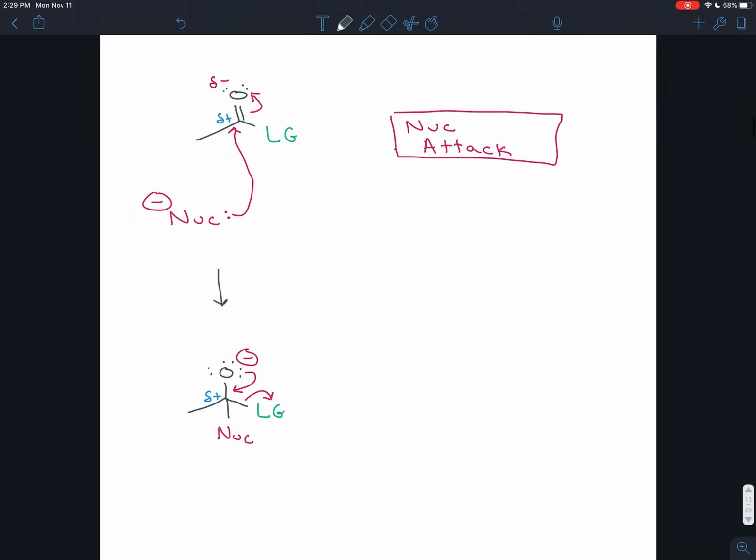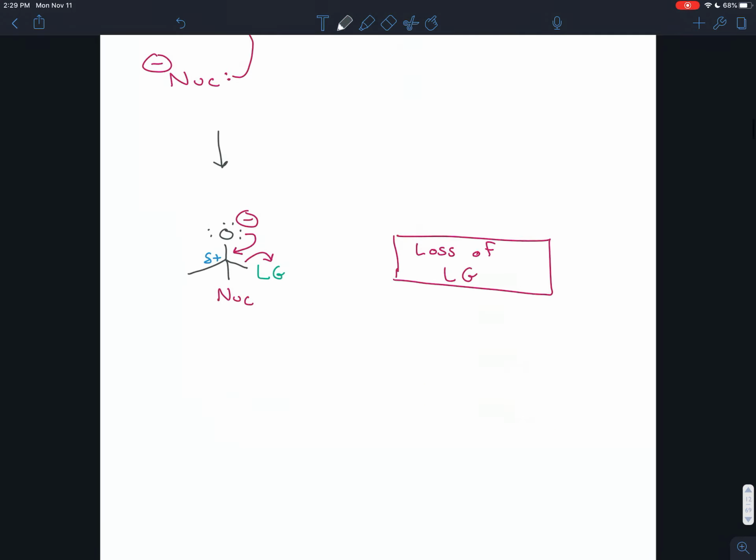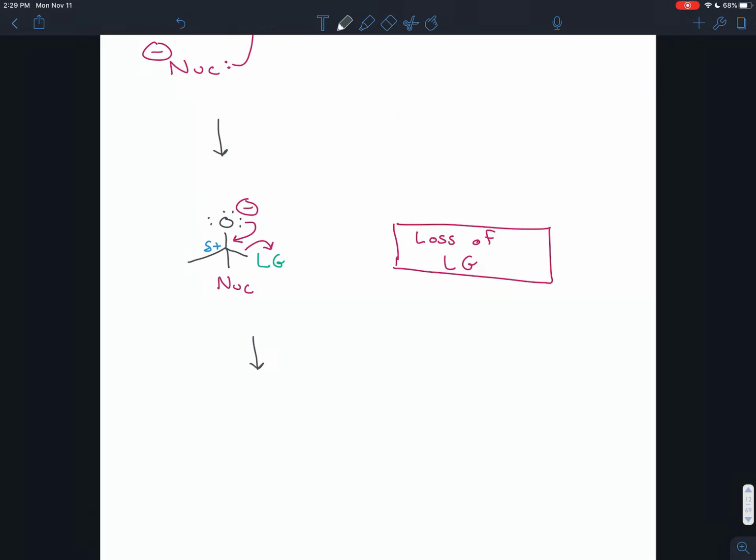So here we have our second essential step in substitution reactions, loss of the leaving group. And after that happens, we have the final substitution product. We have the carbonyl again. We have a bond to the nucleophile next door, and the leaving group has left the molecule.